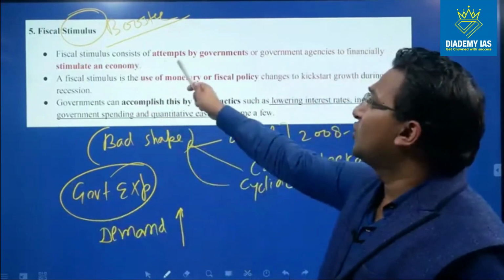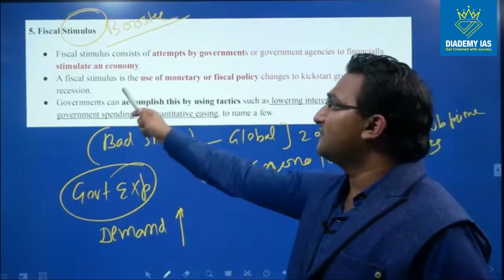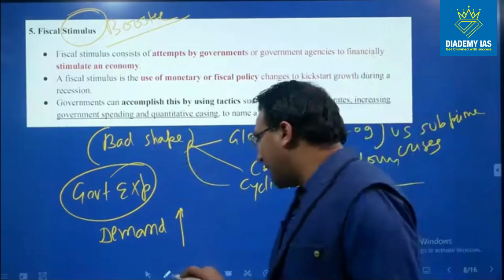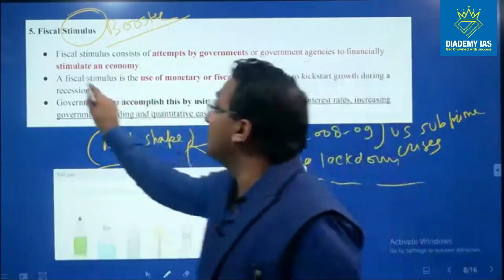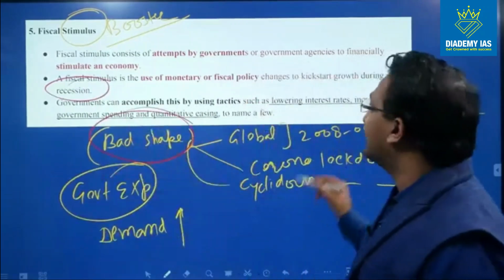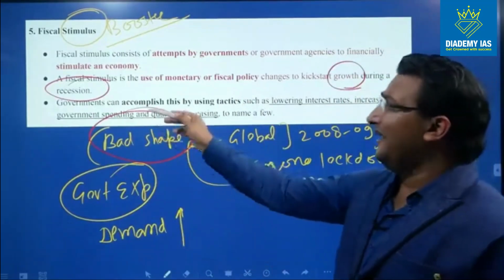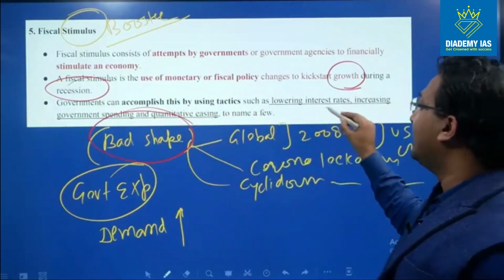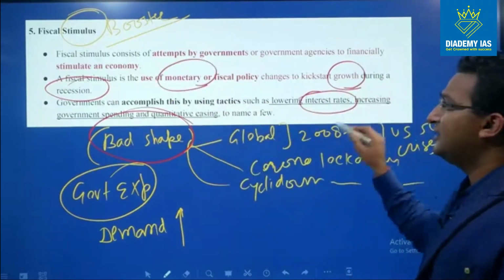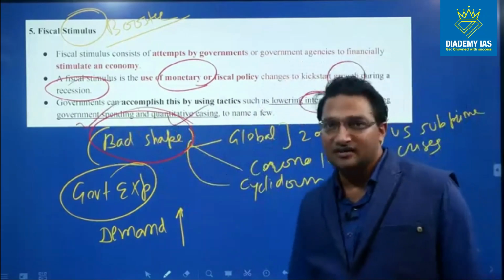So fiscal stimulus consists of attempts by the governments or the government agencies to financially stimulate an economy. It is a use of monetary or fiscal policy changes to kickstart growth during a recession, right? So primarily we use it during the recession time, during the slowdown, when the economy is in a bad shape, when production is not sufficient, and the prime purpose is to kickstart the growth. Government can accomplish this by using tactics like lowering interest rate, right? So even the monetary policy can be used by reducing the interest rate, increasing government spending, and quantitative easing, to name a few. This is fiscal stimulus.